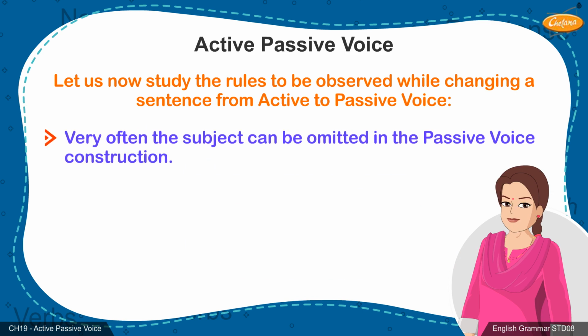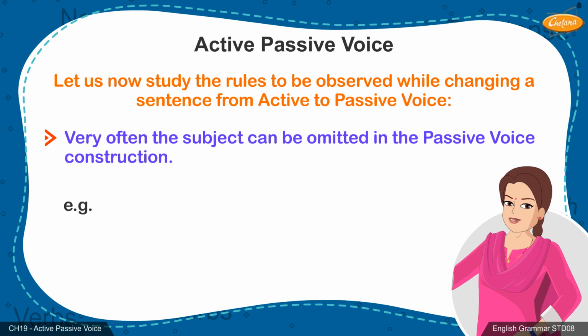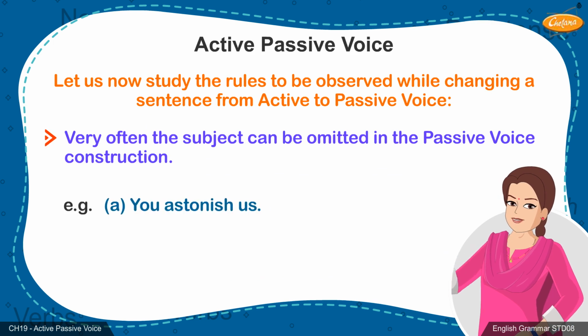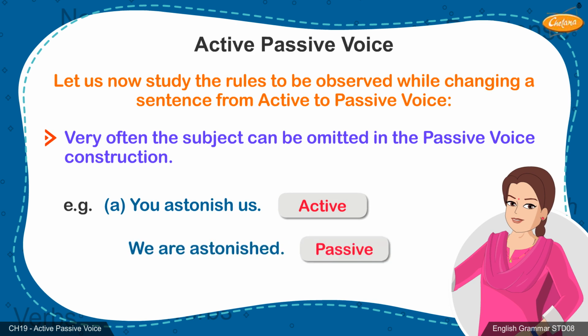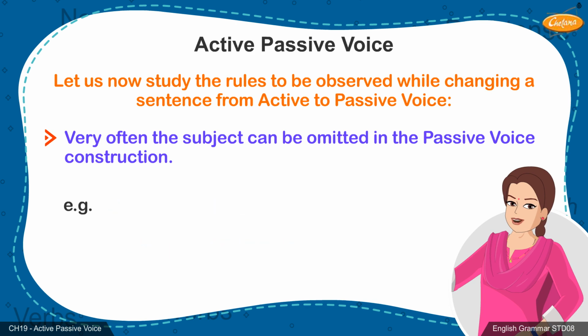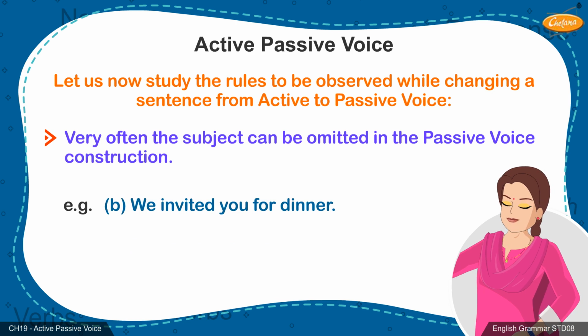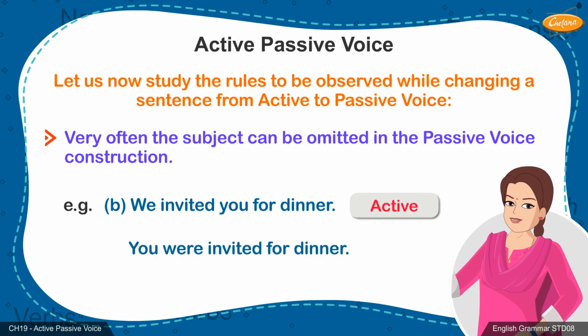Very often the subject can be omitted in the passive voice construction. Example: A. You astonish us. Active. We are astonished. Passive. B. We invited you for dinner. Active. You were invited for dinner. Passive.